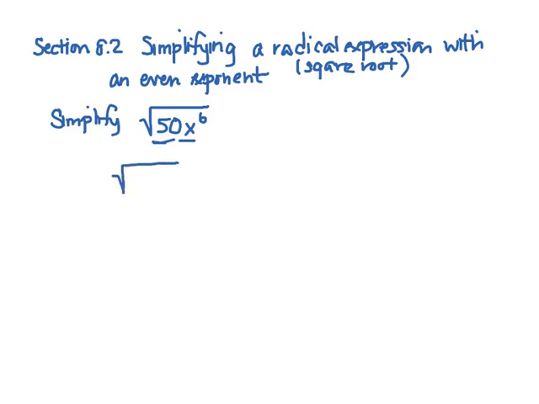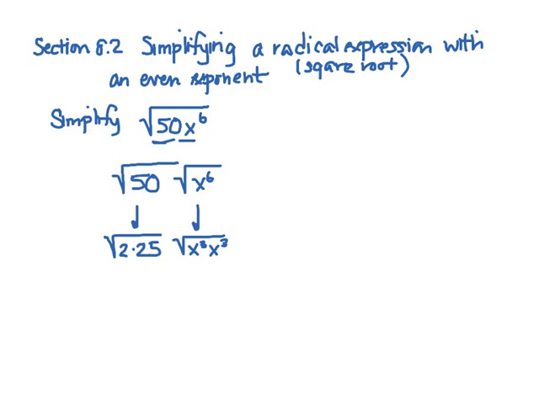We can identify this as the square root of 50 times the square root of x to the 6th. And if you remember, 50 is 2 times 25, if you recognize that there's a perfect square in there. And you can recognize the square root of x to the 6th as the square root of x to the 3rd times x to the 3rd, right? 3 plus 3 gives me 6 if we remember our exponent rules.